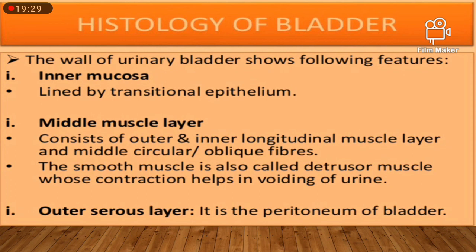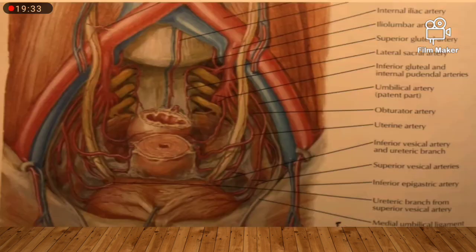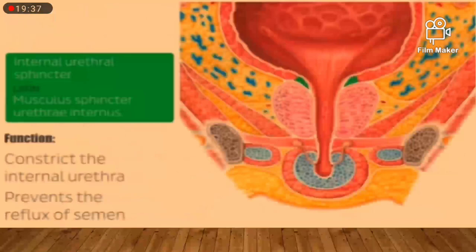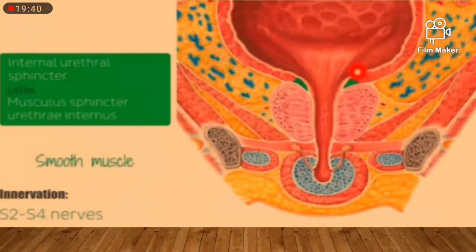And again, as I have already told you, here you can see, if that sphincter does not work properly, there may be regurgitation of semen, and that may cause impotency. So these are the applied aspects of the bladder. There are many other applied aspects, but this much for today.